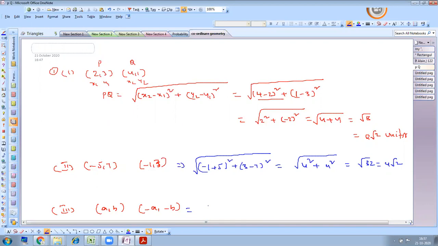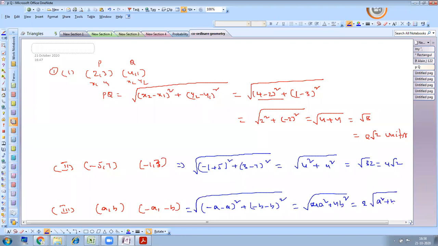The third one is minus a whole square plus minus b whole square. So this will be 2a whole square, that is 4a square plus 4b square. The answer is 2 root of a square plus b square.